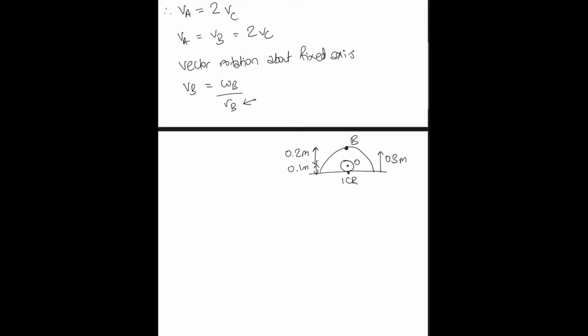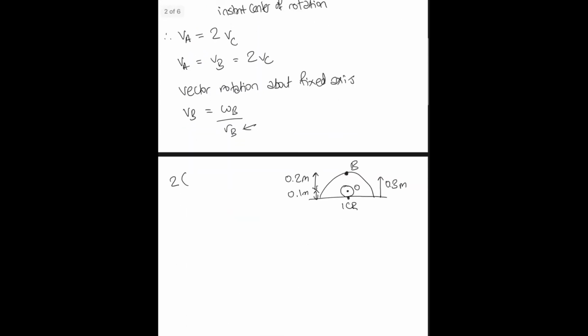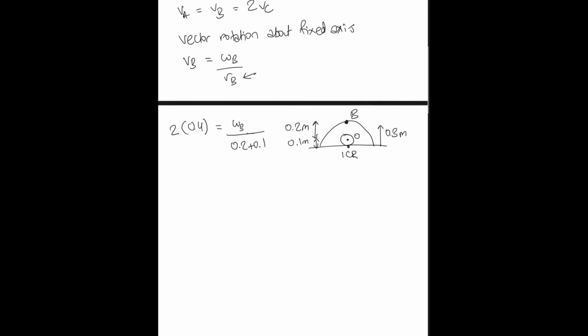So 2 times VC, which is 0.4 meters per second, is equal to omega B over 0.2 plus 0.1 meters. And that's going to give us the angular velocity of B, which is 2.667 radians per second.